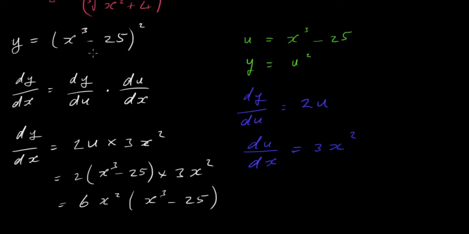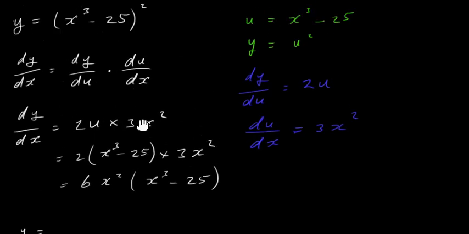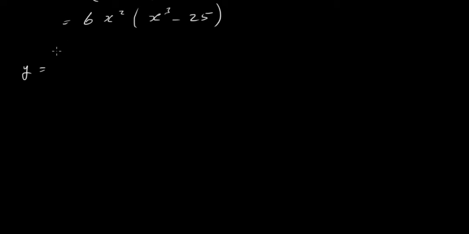Now let's have a look at this one again. I've done 2 examples using this rule here, but let's have a look at this particular one and see if there's an easier way of approaching it. So we started with y is equal to x cubed minus 25, all squared. Now we want to differentiate that, so we want dy/dx.